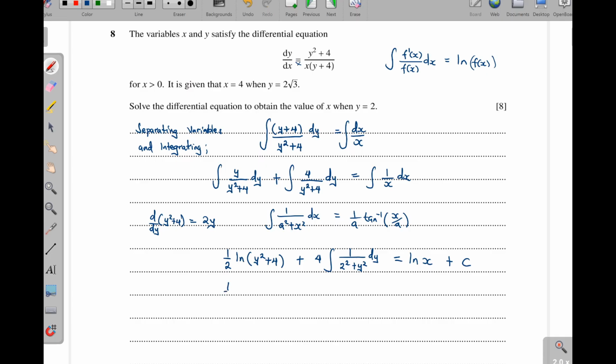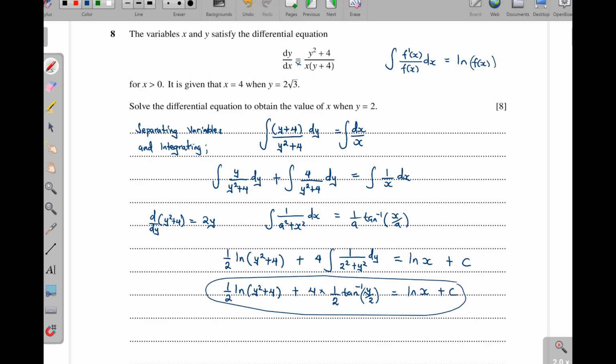Now here we shall get a half, then the natural log of y squared plus 4, and then here we shall have 1 out of, because this one is already in the same format as what we are having up here. So that is 1 out of 2 because our a is a 2, right? Then arctan of y over 2, because here we have x over a, which is equal to the natural log of x, then plus c. This is the general solution of the differential equation before we find the value of c.